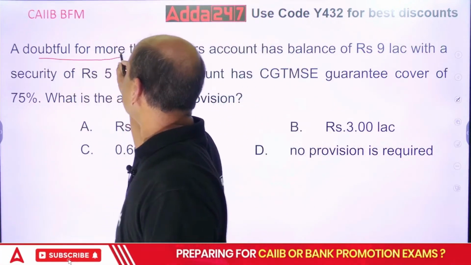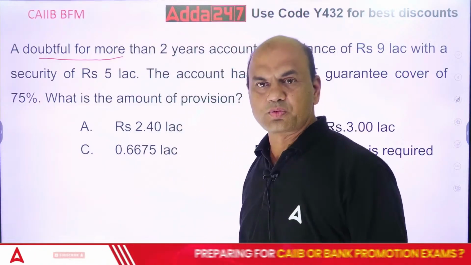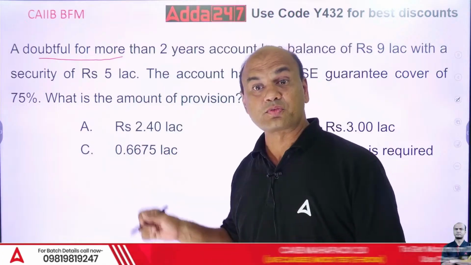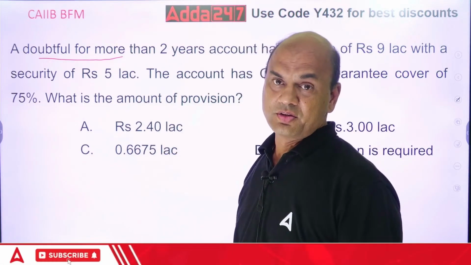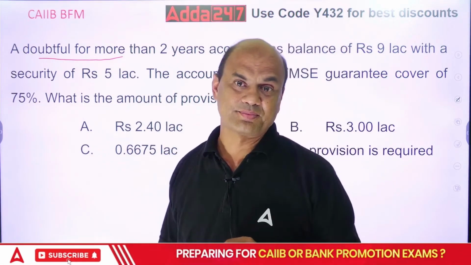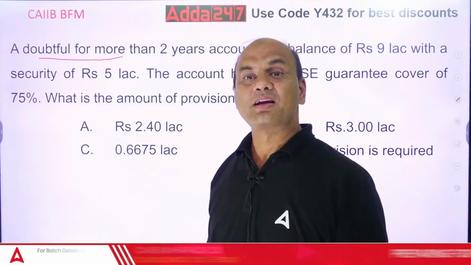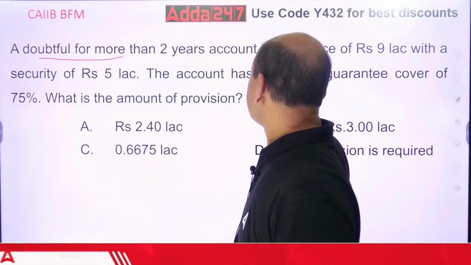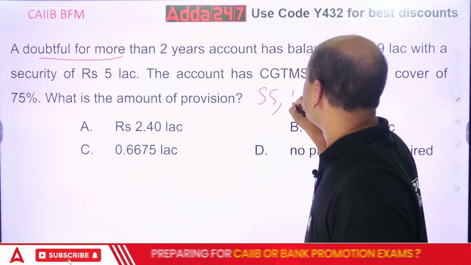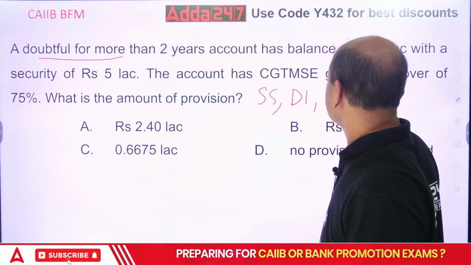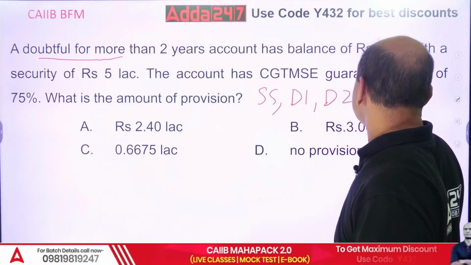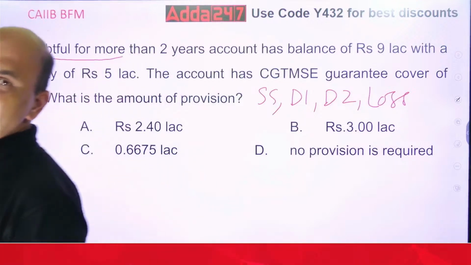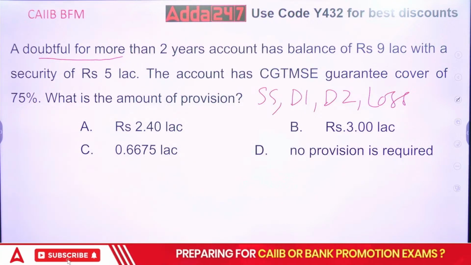It's a doubtful loan. So if it's a doubtful loan, what is the provisioning for a doubtful loan? And that also for more than 2 years. So it will come under which category? It will come under D2 category, doubtful 2. See this, substandard, D1, D2 and loss. Right? This is a general classification. Substandard, D1, D2 and loss.